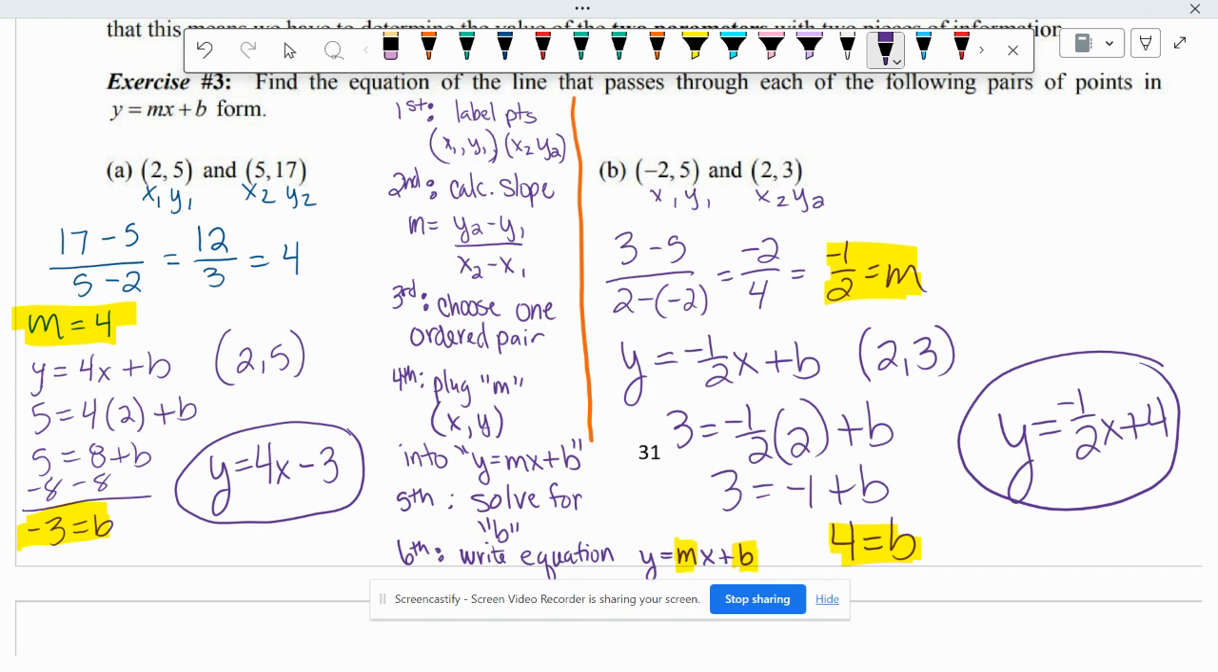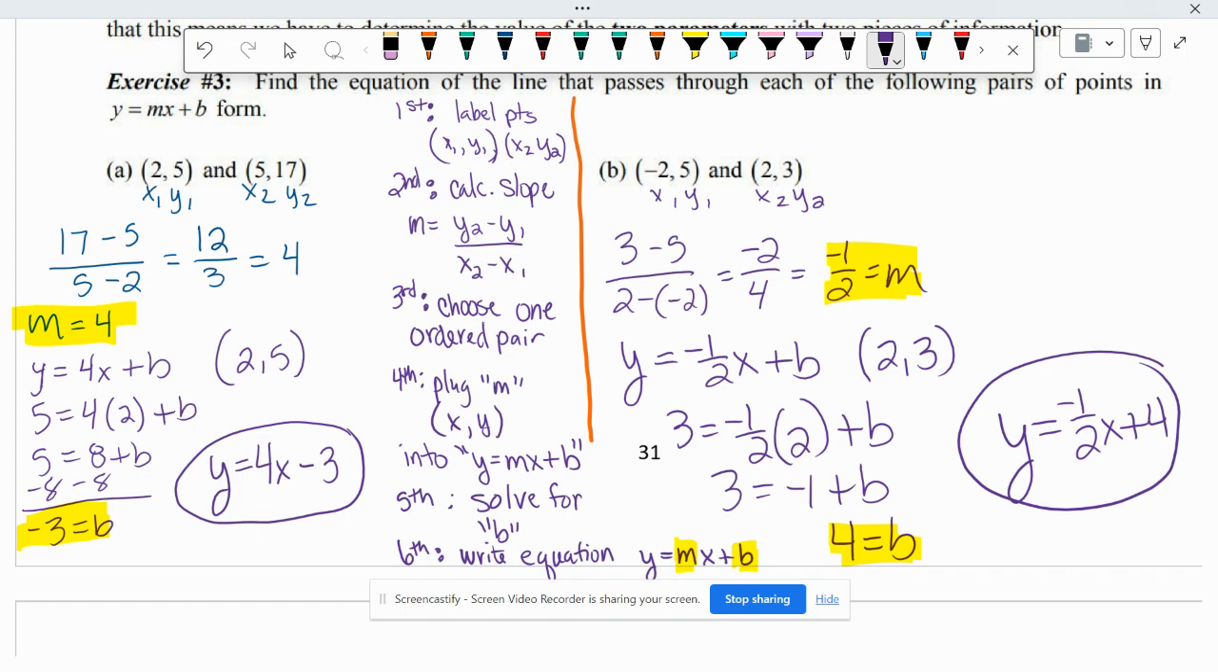So for the first one, when I calculated my slope, I got a slope of 4. So I chose the ordered pair (2, 5). Did anybody choose the pair (5, 17)? Yeah, Carter did. And Carter still got his y-intercept as -3. Doesn't matter which ordered pair you choose, you're still going to get the same y-intercept, right? So your y-intercept is -3.